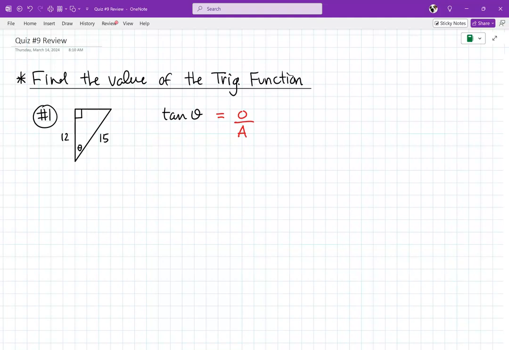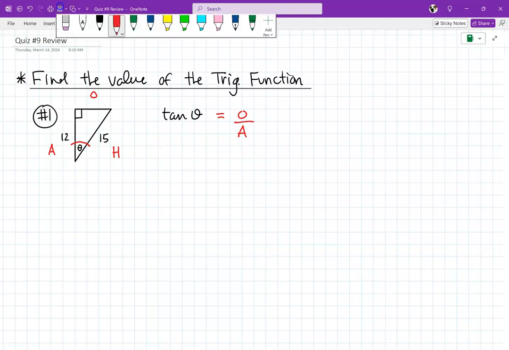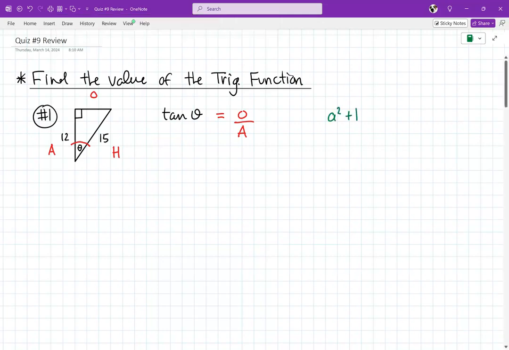So opposite over adjacent. Okay, now I have to make sure I have opposite and adjacent. So here's my angle. Okay, what side is my hypotenuse? The 15. Which one's my adjacent side? The 12, right? That means opposite is up here, and I don't have it, right? But I need to write my answer for tangent of theta. It's going to be a fraction. So I'm going to have to figure it out using the Pythagorean theorem. Okay, this was section 10.2, by the way.